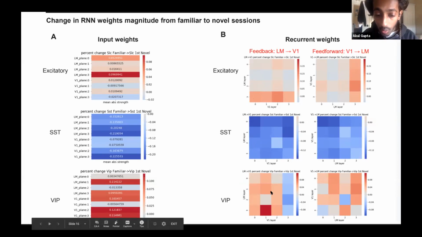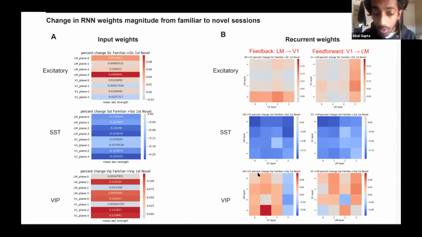However, interestingly, in VIP we see an increase in weight from LM to superficial layers in V1. This is interesting because in the literature, top-down predictive inputs have been studied to project onto superficial layers.